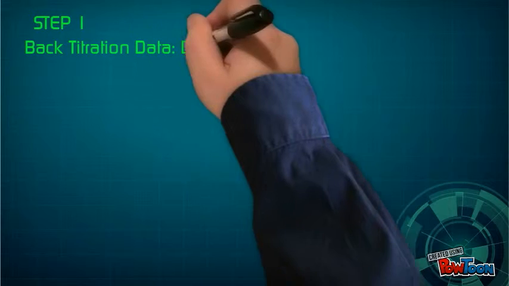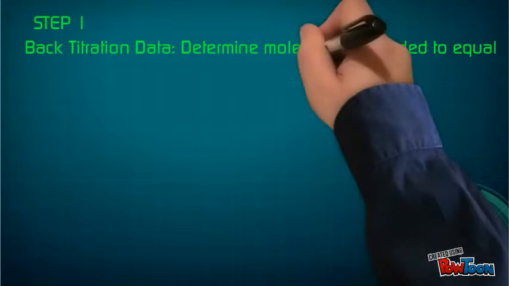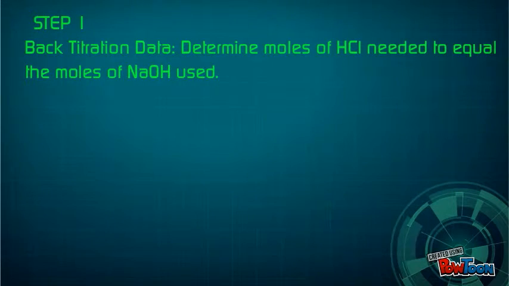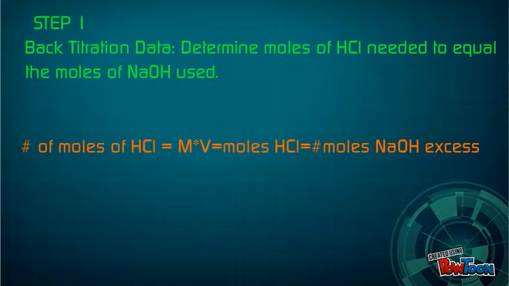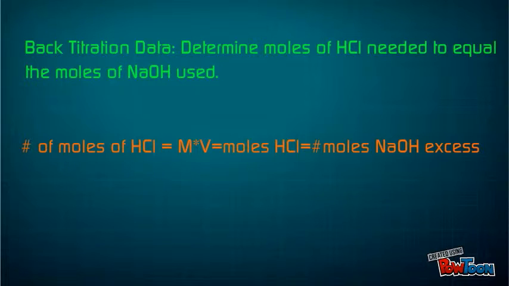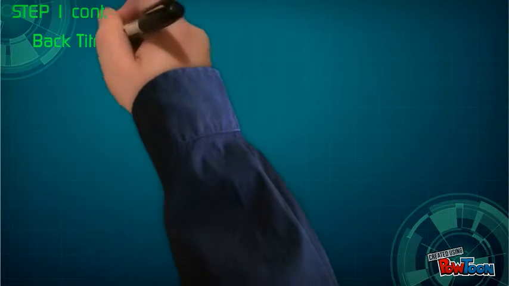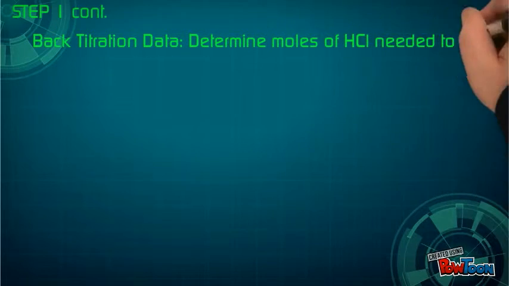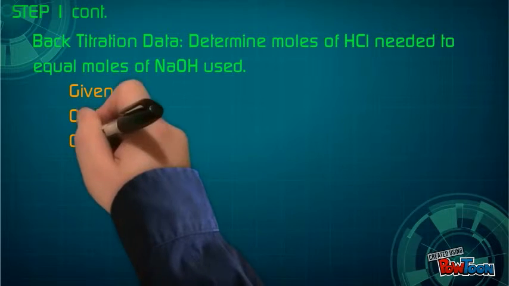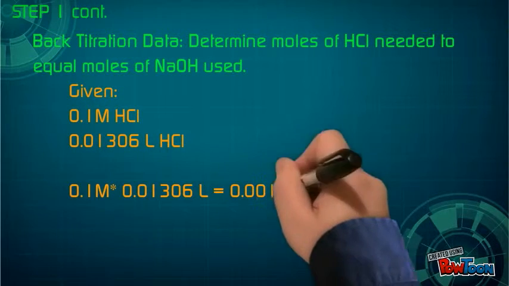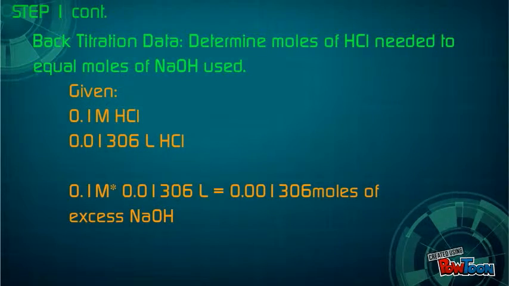First, we need to determine the moles of hydrochloric acid needed to equal the moles of sodium hydroxide used. To calculate this, we take the molarity of hydrochloric acid given and the volume of hydrochloric acid that was used, convert it to liters, and multiply them together to get the number of moles of hydrochloric acid, which is equal to the moles of sodium hydroxide, since it is a 1-to-1 mole ratio. So 0.1 molar hydrochloric acid times 0.01306 liters of hydrochloric acid equals 0.001306 moles of hydrochloric acid, or 0.001306 moles of sodium hydroxide.